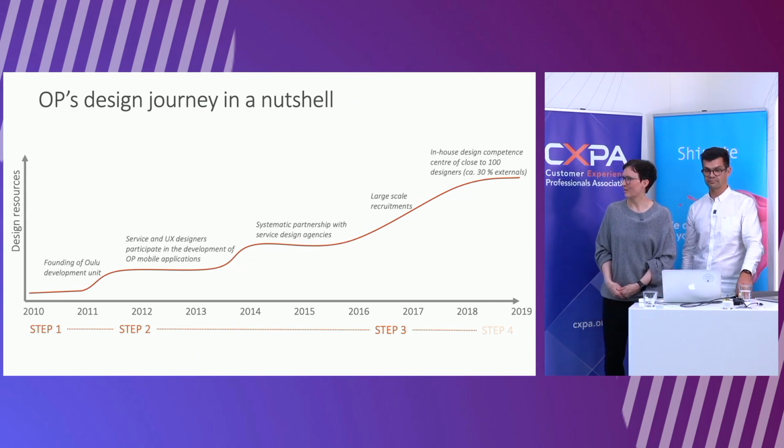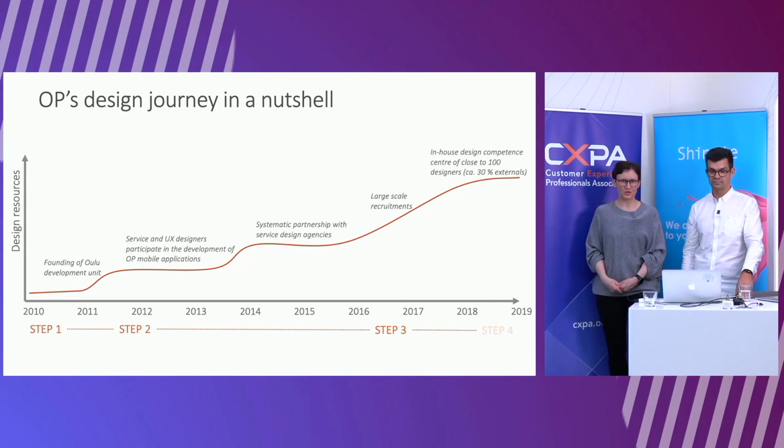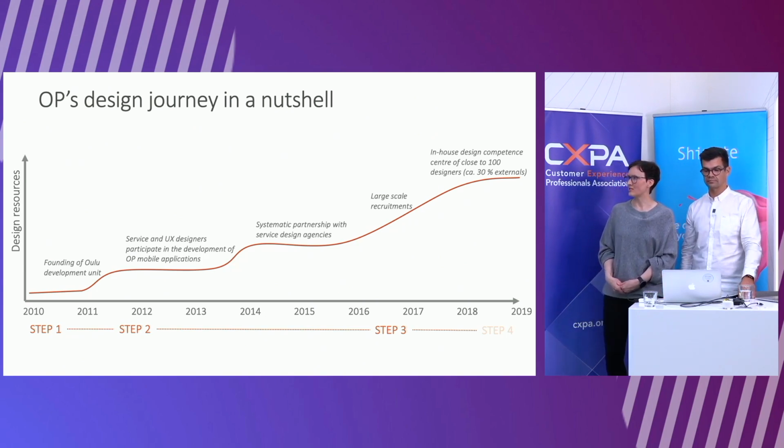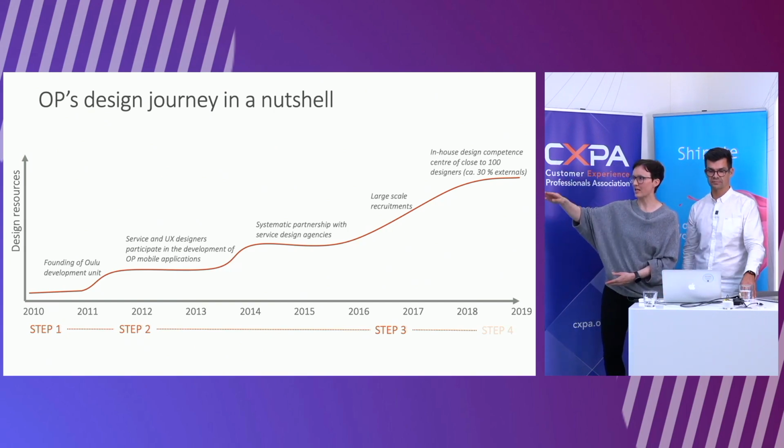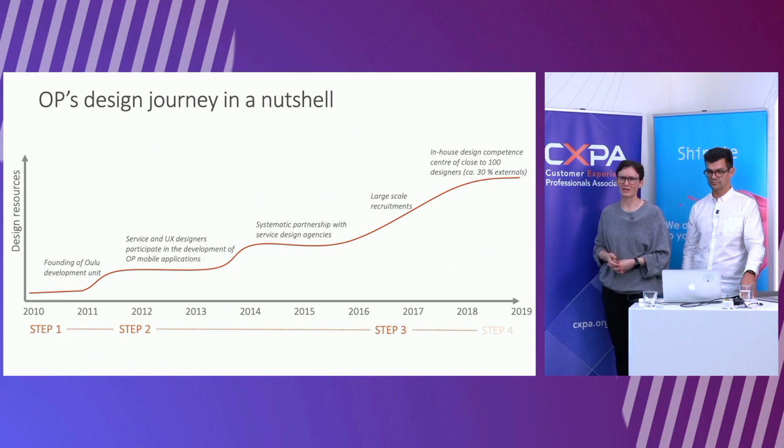This is a little bit like a busy slide, but it gives you a picture that our journey didn't happen overnight. So we actually started our design journey already in 2010. When we were at the first step, there were no designers there. It was just very technical development. And that's when we started our development unit in Oulu. That's one part of the journey. Then you can see the design resources keep growing over time, and then we enter the different steps. But really, it was a decade-long journey, so it's not something that happens overnight.